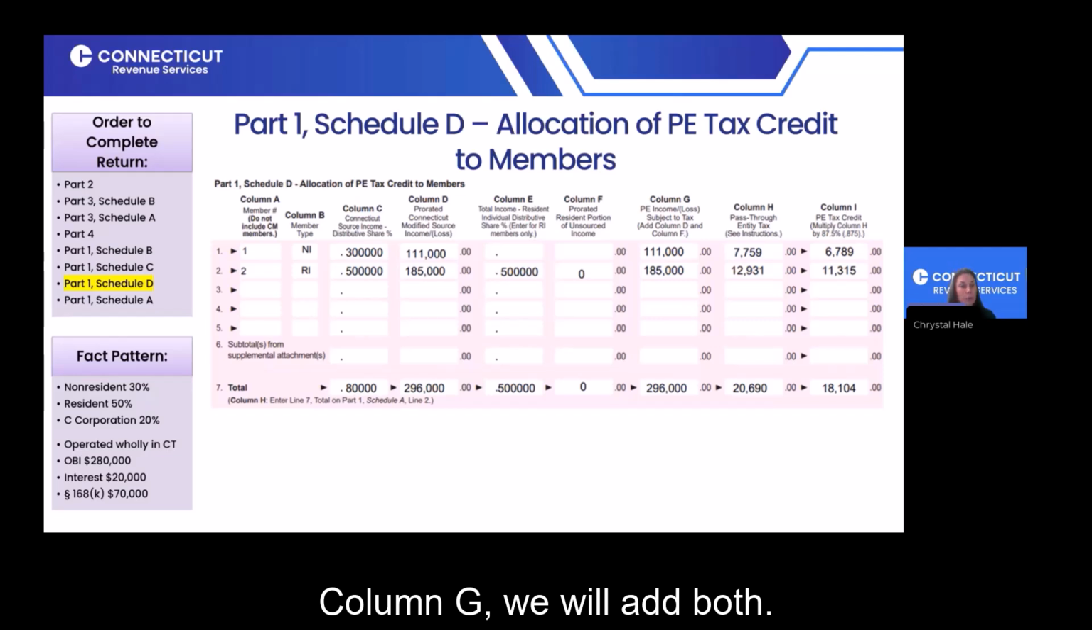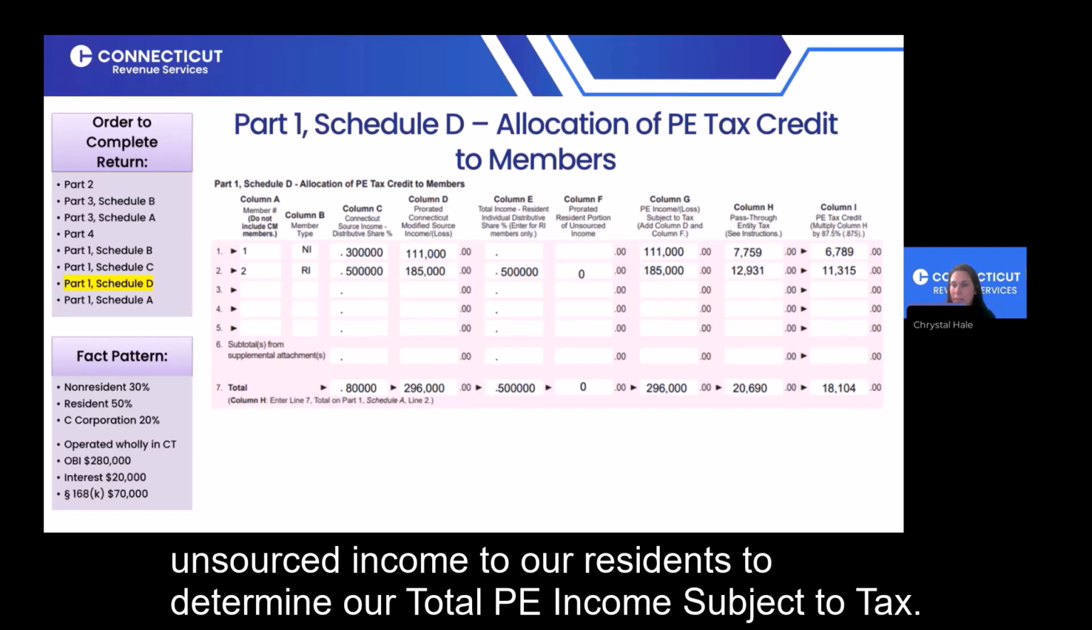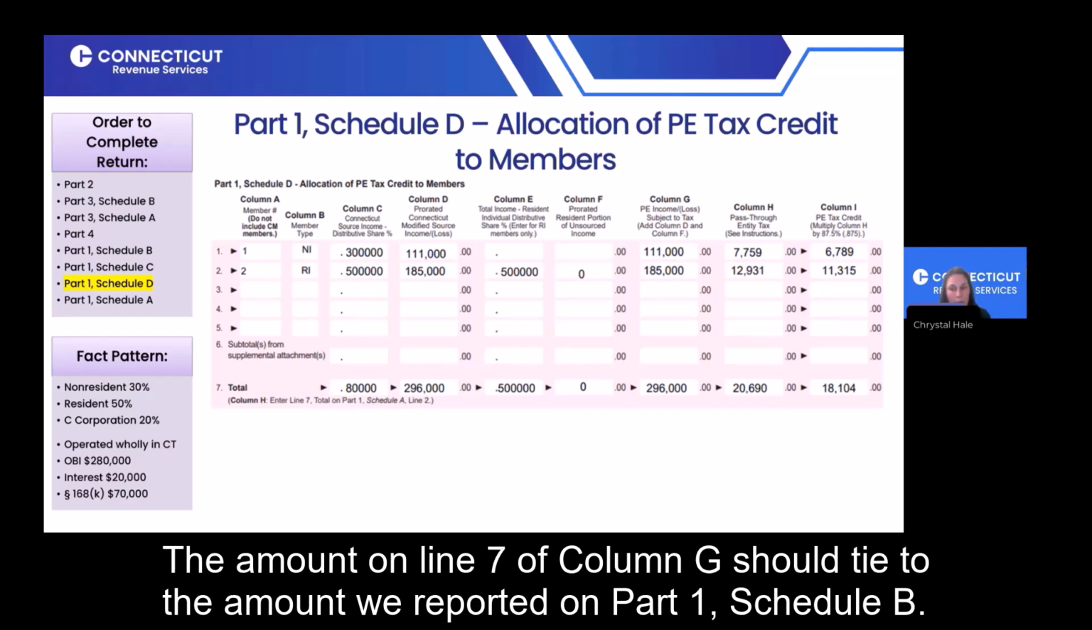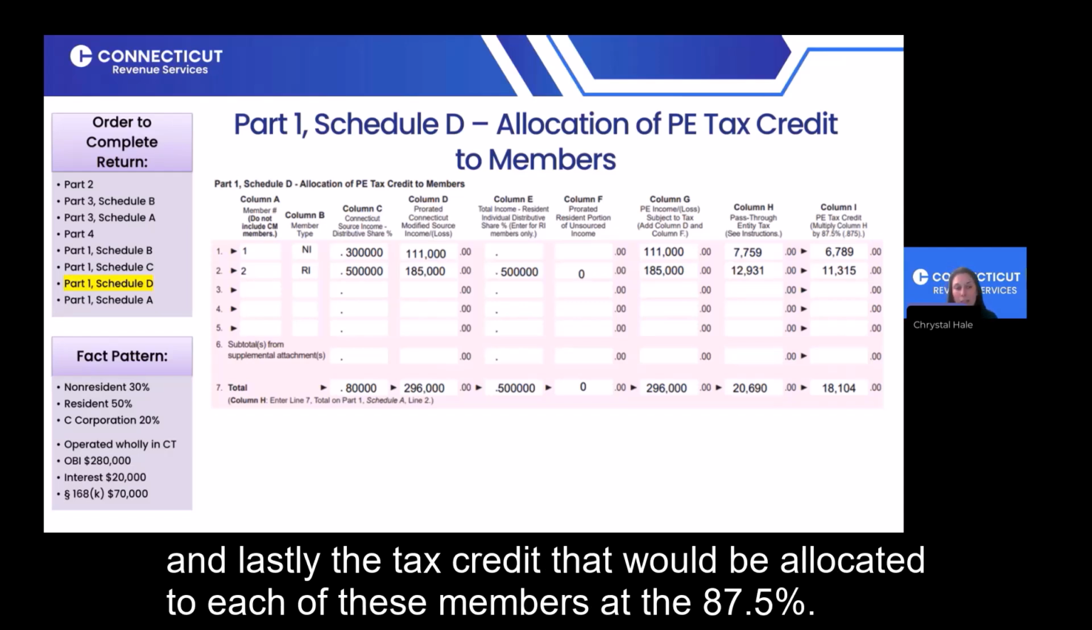Column G, we will add both. So we're going to add our modified Connecticut source income along with our unsourced income to our residents to determine our total PE income subject to tax. The amount on line 7 of column G should tie to the amount that we reported on Part 1 Schedule B. We then determined the entity tax at 6.99% for these members. And lastly, the PE tax credit that would be allocated to each of these members at the 87.5%.